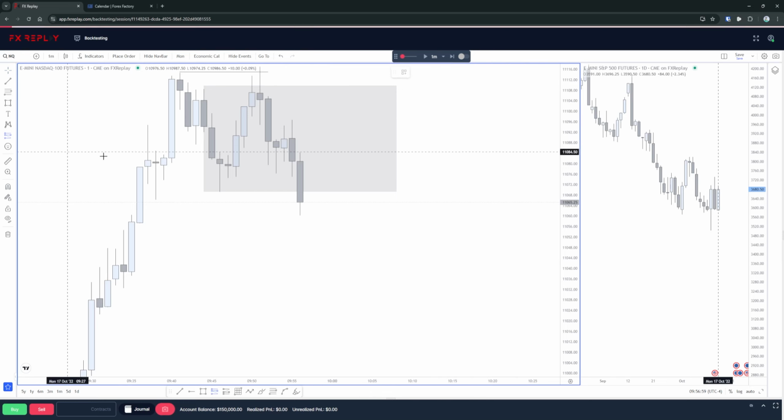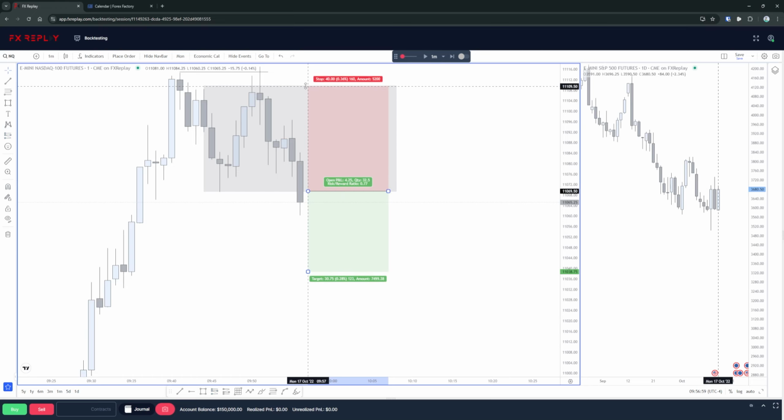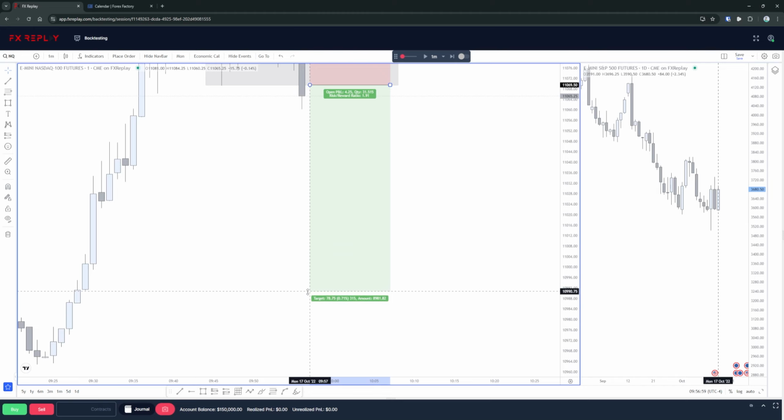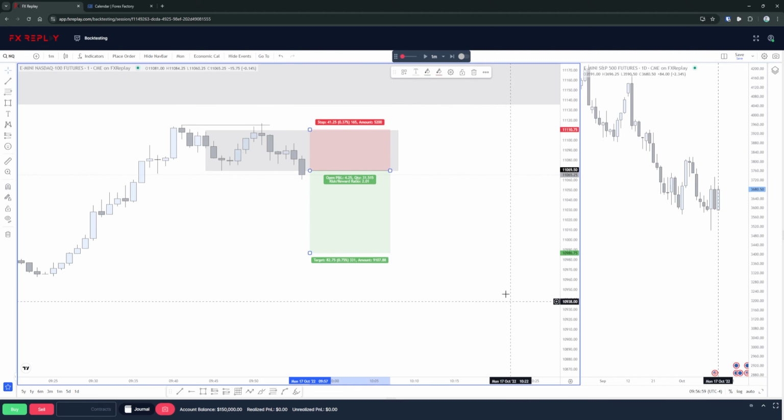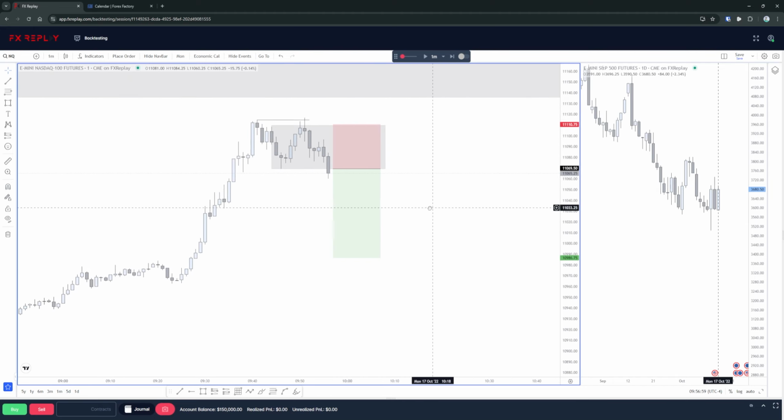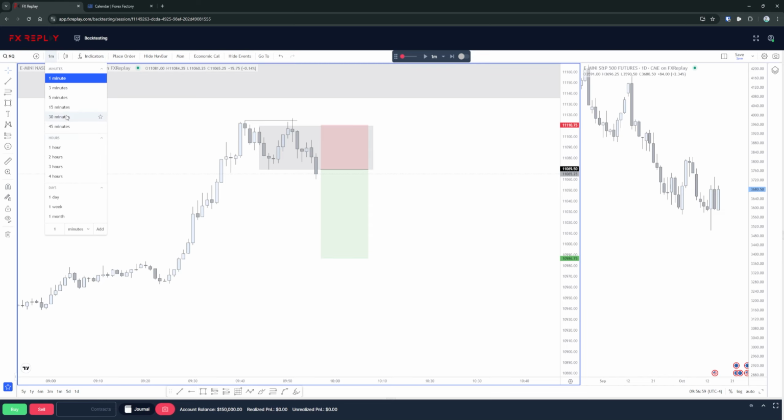This for me, I wouldn't take the short. I wouldn't take this. So we can see what happens if you were to take this. I think as well the stop here, 41 points, that is quite a lot. We can also check for any SMTs.